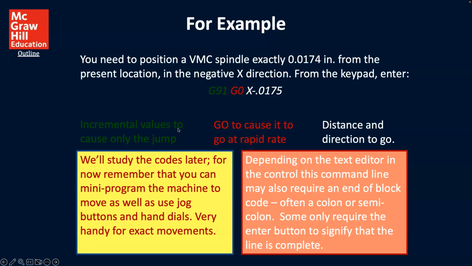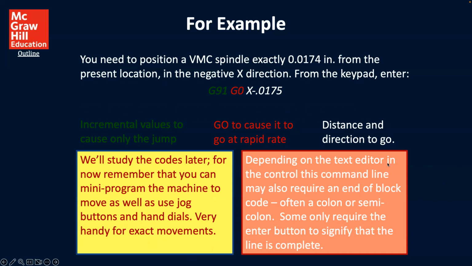So first you have the incremental value G91 to cause only the jump. G0 causes it to go at a rapid rate. And finally, the distance and direction to go. So we'll study the codes later, but now remember that you can mini program the machine to move as well as use the jog buttons and hand dials. Very handy for exact movements.